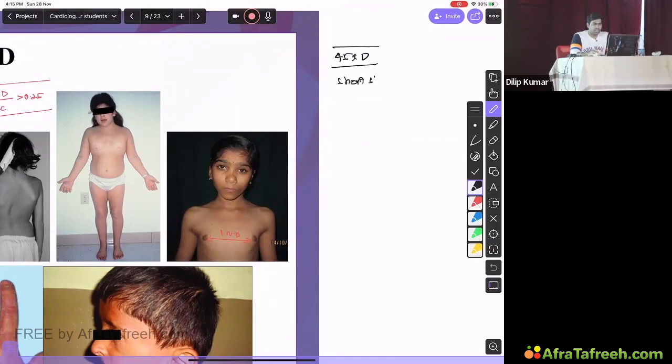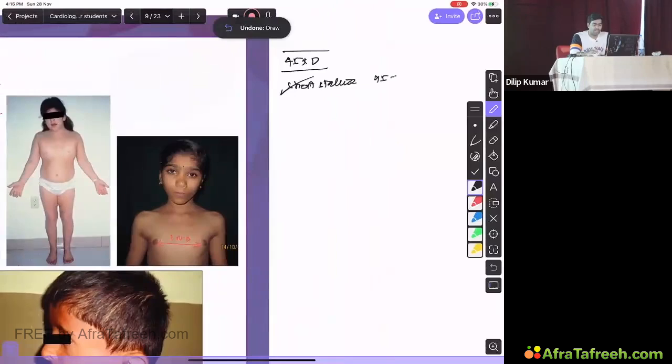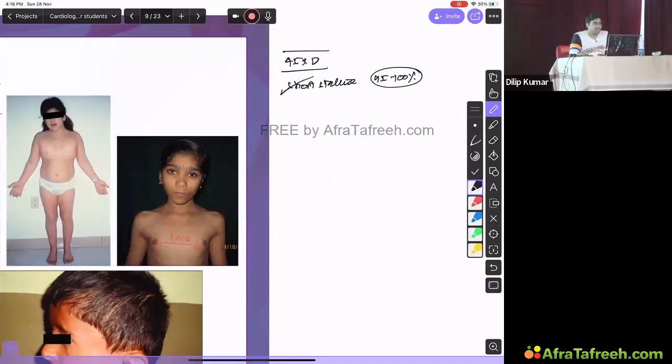First important feature is short stature. This is the most common feature of Turner syndrome, affecting almost 95 to 100% of individuals. And how much less do they grow? That's a question. Final adult height will be 20 centimeters less than their normal adult counterparts, approximately.